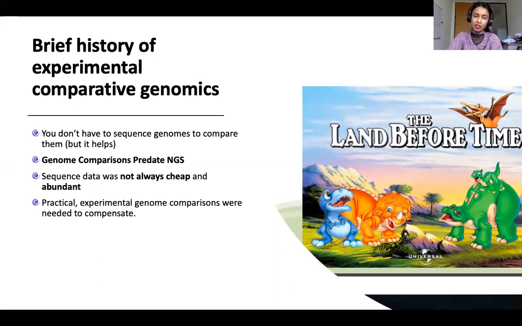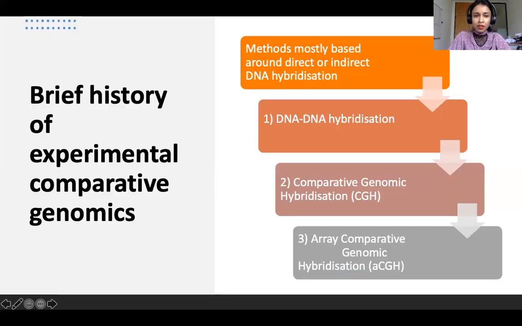So before sequencing technology was available, what people did was comparative genome analysis using experimental approach, right? Using mostly DNA hybridization techniques, right? Because at that point, the technology was not there and it was also not always very cheap when it was initially introduced. And there was not abundant sequencing data available. So they were using experimental approach, right? So these are some of the methods that they were using, okay, before sequencing was introduced.